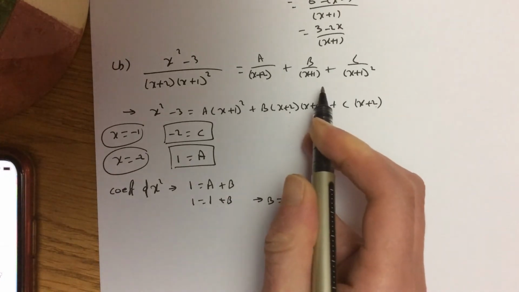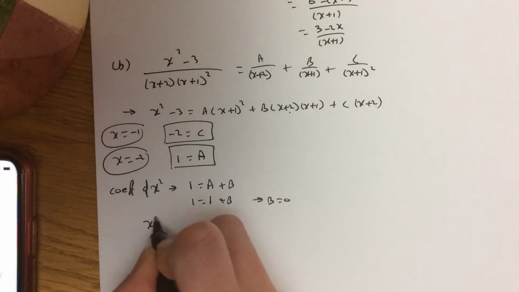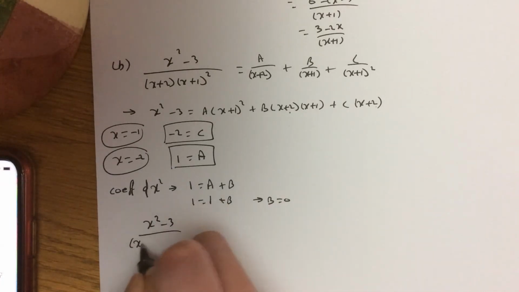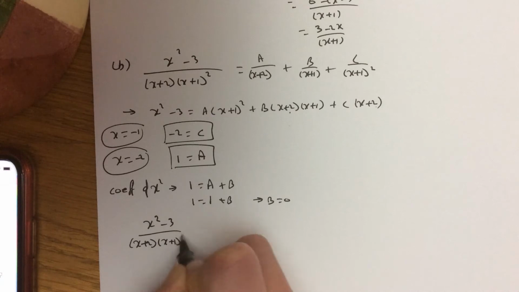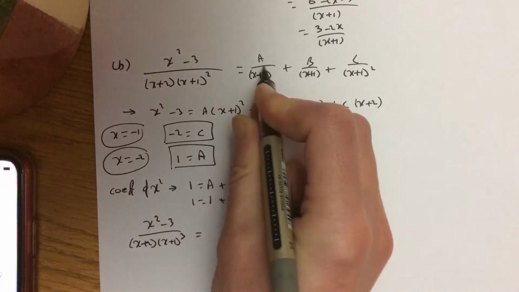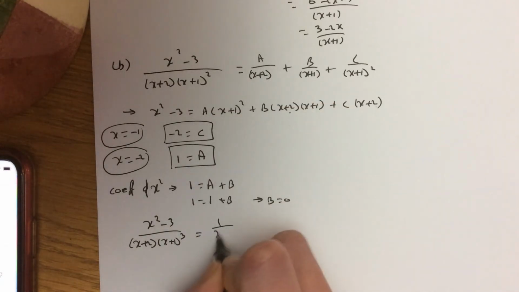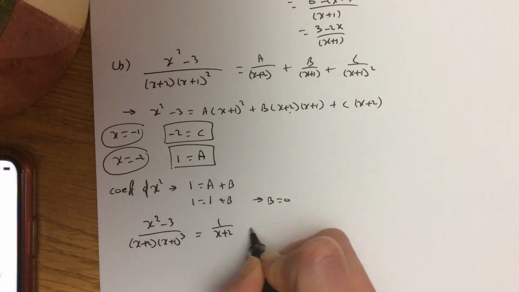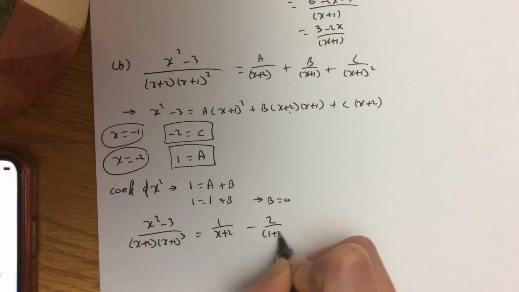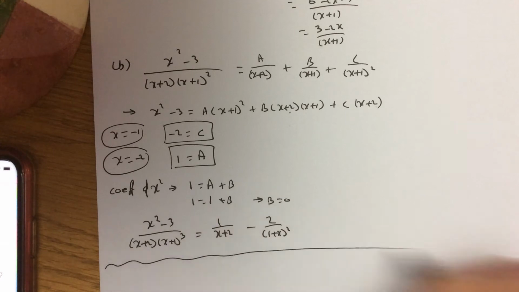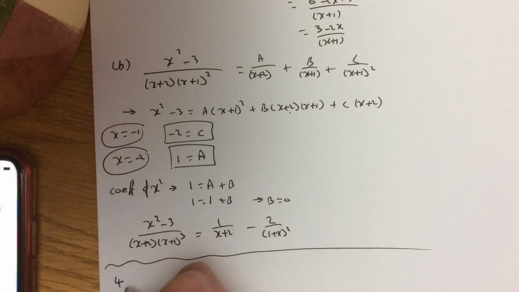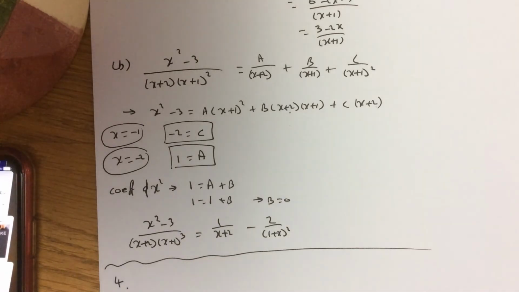So your expression up here, x squared minus 3 over x add 2, x add 1 cubed, is a, which is 1, over x add 2, b is nothing, and c is minus 2 over x add 1 squared. We now have to do question 4 on the same paper. So looking up question 4.